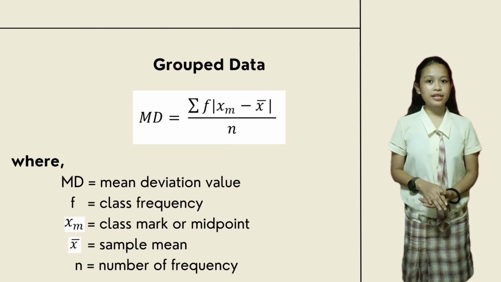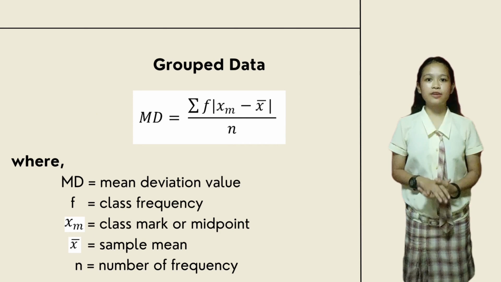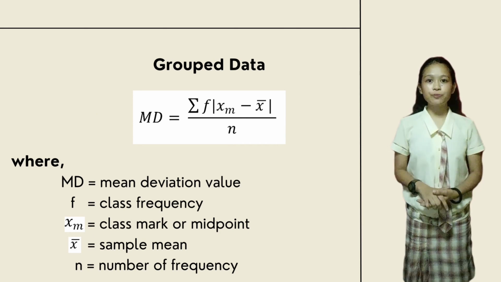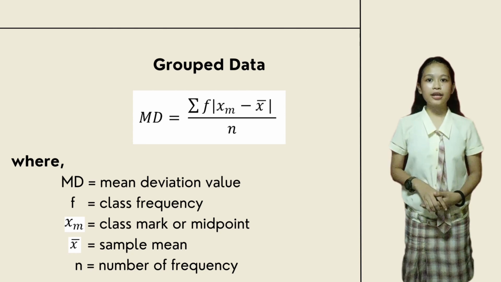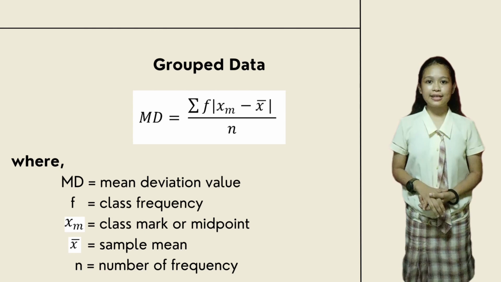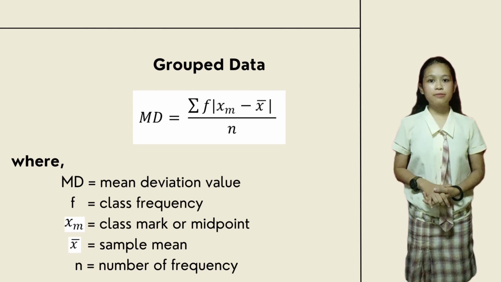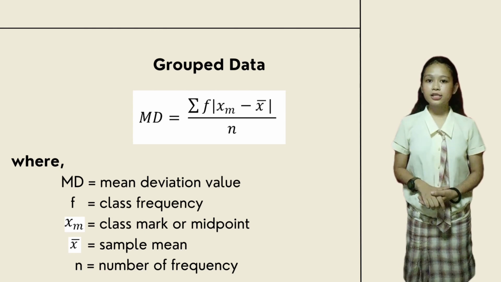Now, let's proceed to grouped data. The formula in getting the mean deviation in grouped data is mean deviation equals the sum of the product of the frequency and the absolute value of x sub m minus x bar divided by n, where MD is the mean deviation value, f is the class frequency, x sub m is the class mark or midpoint, x bar is the mean, and n is the number of scores.